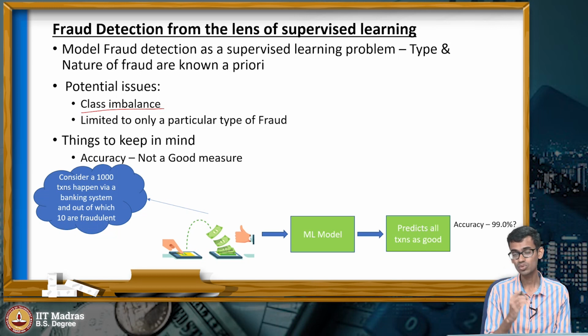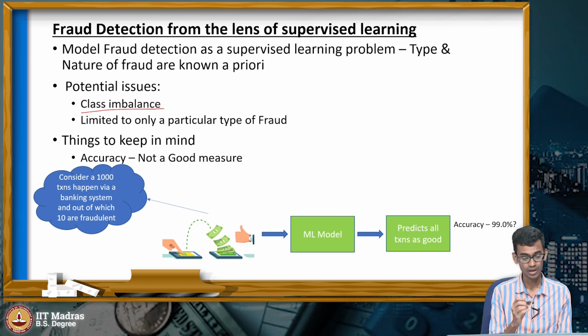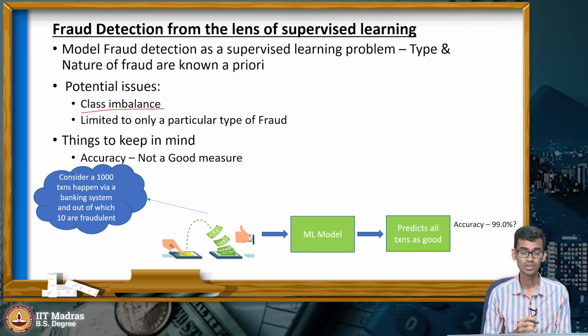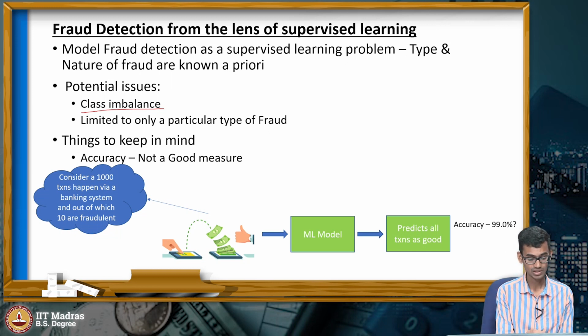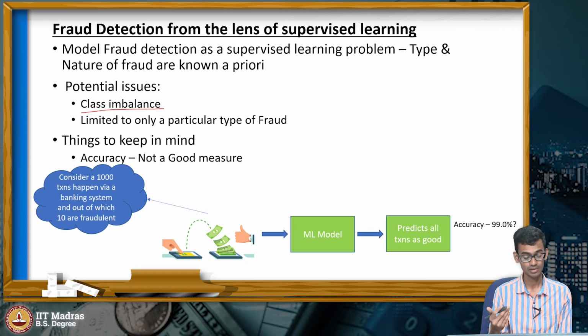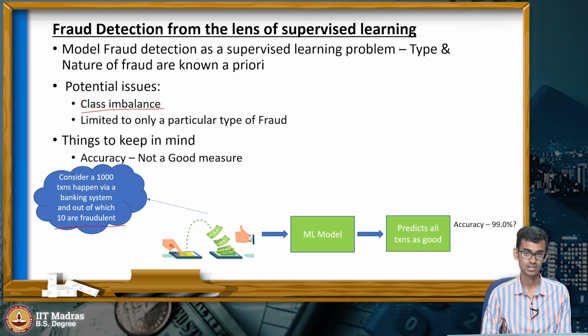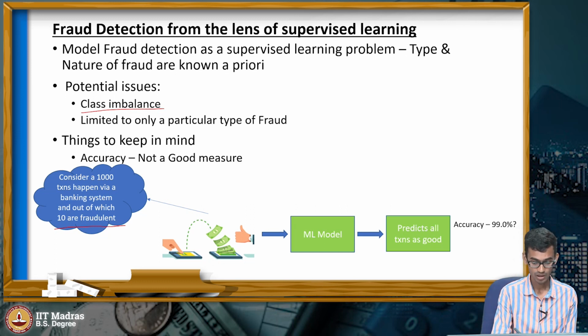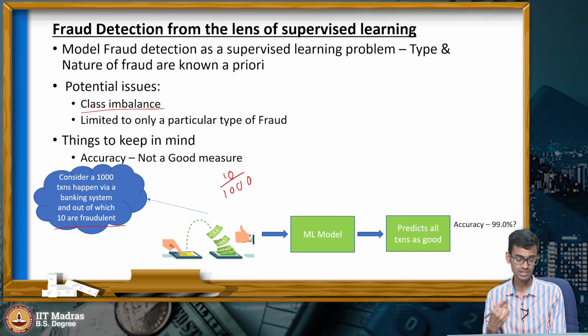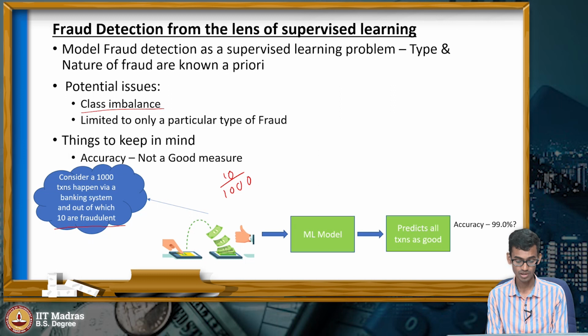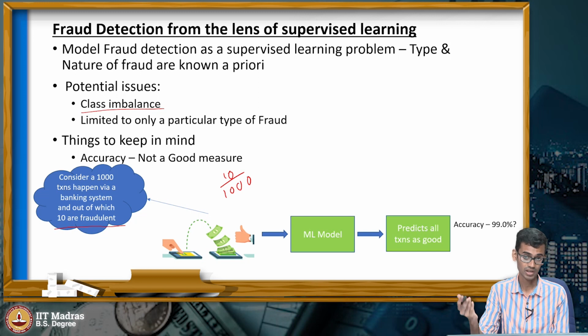When you have this class imbalance issue, accuracy is definitely not a good measure to look at the model. Why I'm saying that is, let's say there are 1,000 transactions happening via a banking system, out of which there are only 10 fraudulent transactions. So the fraud rate will be 10 by 1,000. And let's say that you build a fraud system that is just going to flag all the transactions as genuine. It's not going to say any transactions are bad. All transactions are flagged as good transactions.